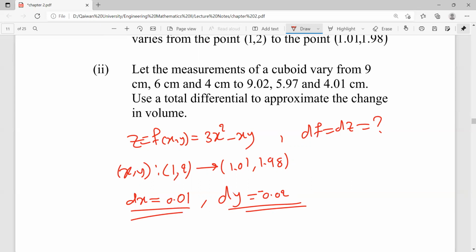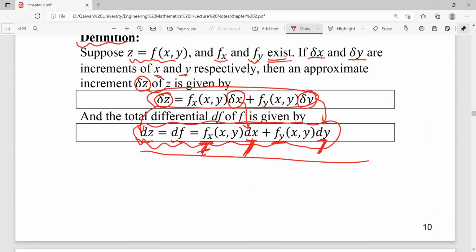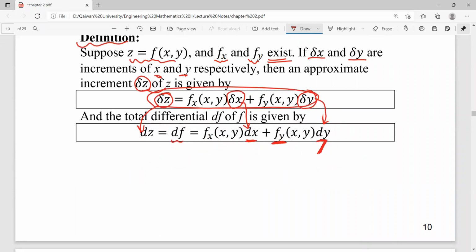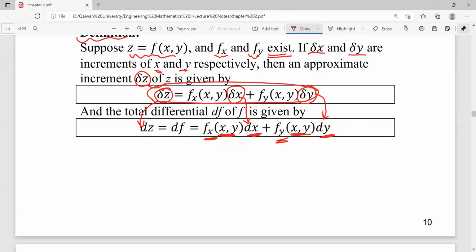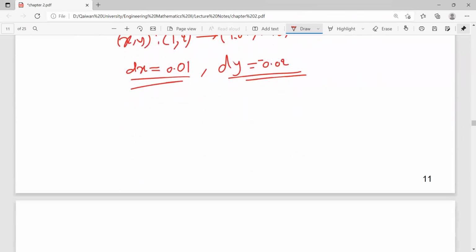We should find dz. We say dz is f sub x times dx plus f sub y times dy. dx is given, which is 0.01, and dy is also given, which is minus 0.02. We can find f sub x and f sub y. At which point? At the original point. The original point is (1, 2). Okay, so here we should find f sub x and f sub y.